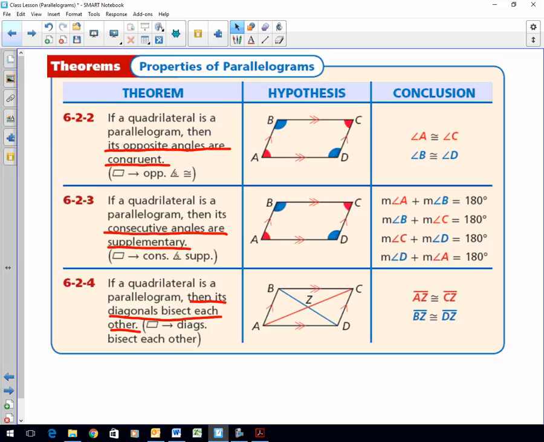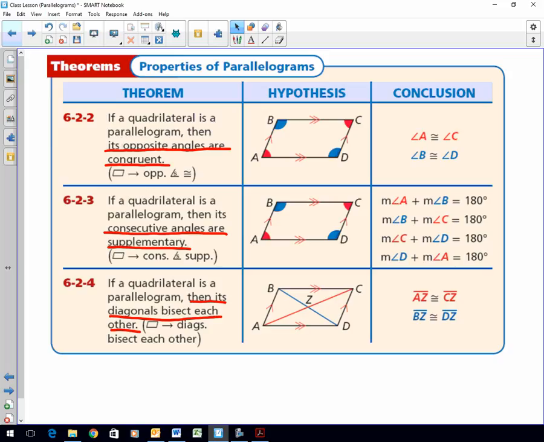Those are properties. Opposite sides are parallel. Opposite sides are congruent. Opposite angles are congruent. Consecutive angles are supplementary, and the diagonals bisect each other. Those are the 5 properties you need to have. Okay? I'll say them again. This was in the definition that we gave. 2 pairs of parallel sides, right? So a parallelogram has 2 pairs of parallel sides. The opposite sides are parallel. That should be the first thing you have.